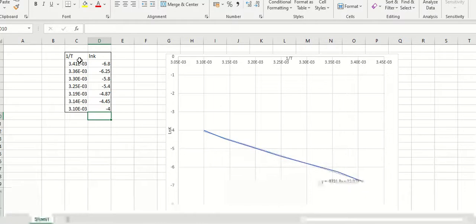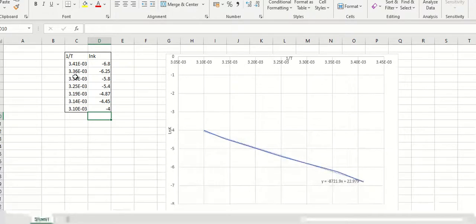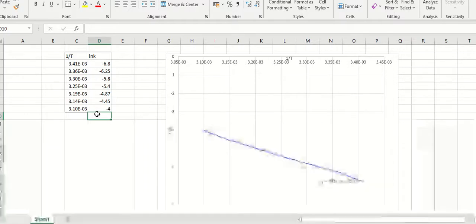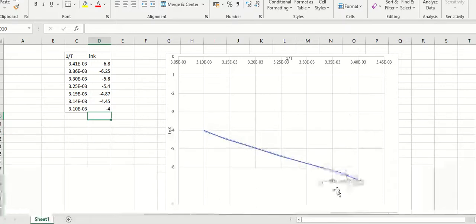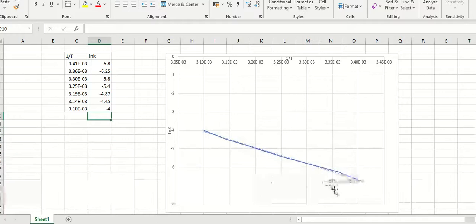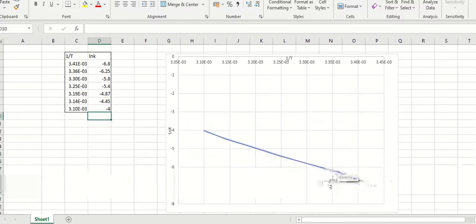So if you look here, these are my 1 over T's again. You can see they've actually been put in standard form. So that's 3.41 times 10 to the minus 3, 3.36 times 10 to the minus 3, and so on. And here's my natural log of K's, and the graph helpfully has plotted it for me. So this is one bit of the graph. It hasn't got all the way to the y-intercept, but we can see here that it's given us the equation of the graph, and it's given us its line of best fit there.